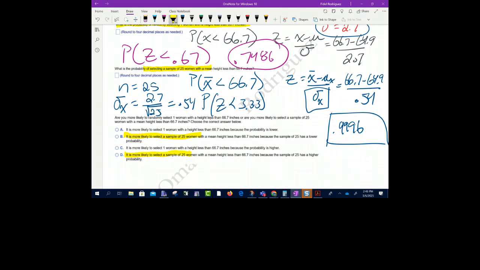Now we got to figure out which one says it has the higher probability. Look at choice B and look at choice D. Those are the ones we want, right? Because that had the higher probability. But which one says it has the higher probability? D, right? And you say, why is it D? Because B says it has a lower probability, and it didn't. That's why we wanted choice D.